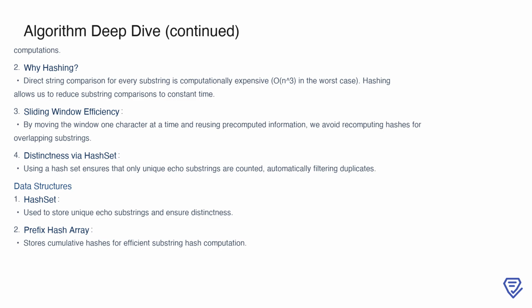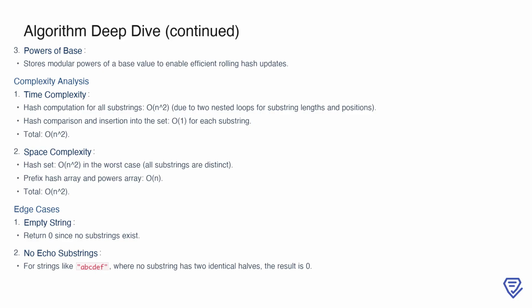To ensure that only unique substrings are counted, we use a hash set as our data structure. This automatically filters out duplicates. Additionally, we store prefix hashes and modular powers in arrays, which are essential for quick hash updates and ensure the algorithm remains efficient and scalable. We also precompute modular powers of the base value to facilitate rolling hash updates.